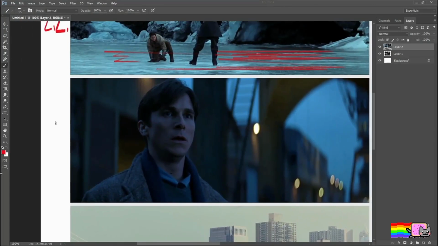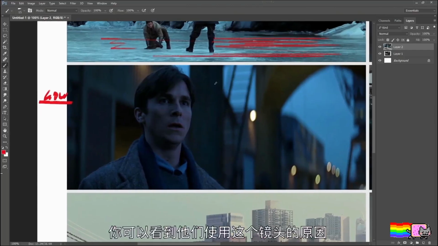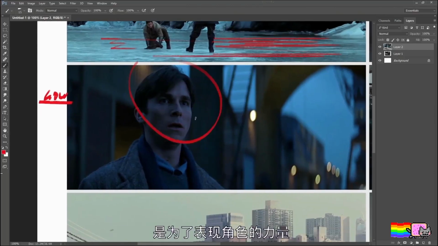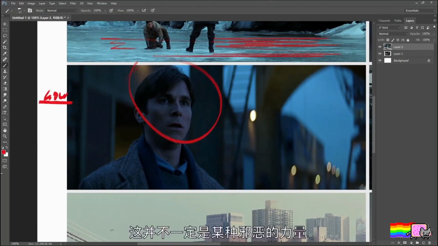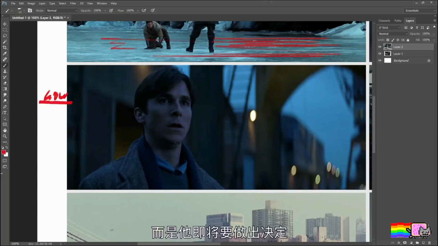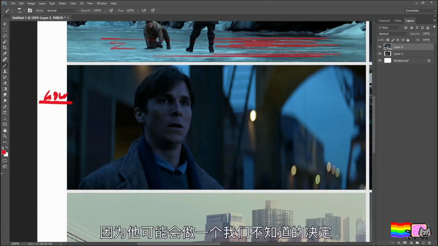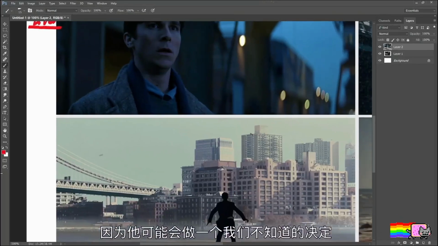Same with this one. This one is an inferior camera, right? It's a low angle camera. And you can see why they use that, because this is where this character has the power, right? It doesn't necessarily mean he has some evil power, but he's just about to make a decision, and this is where we want him to dominate, because he's going to make this decision that we probably don't know about or something like that.